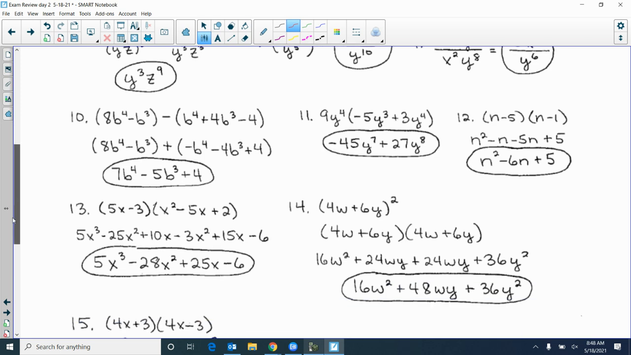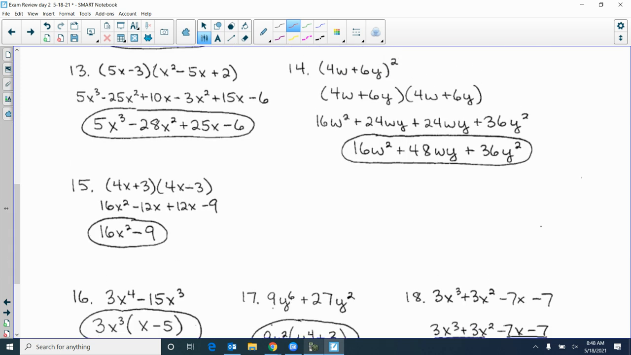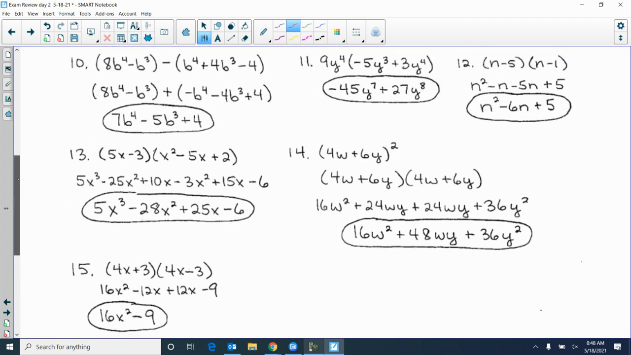Practice. All right, here's your last few here. I've seen 11 and 12. So number 11, negative 45y to the 7 plus 27y to the 8. 12, FOIL, you get n squared minus 6n plus 5.